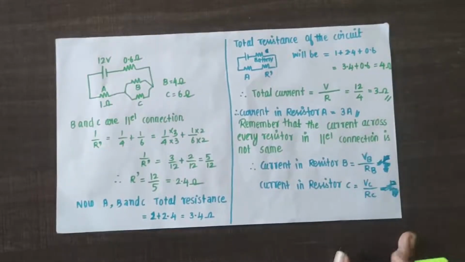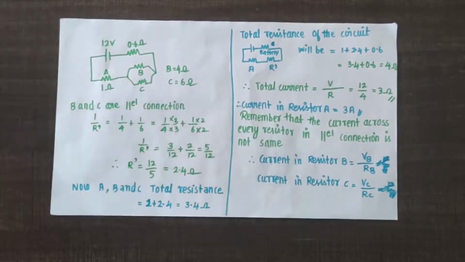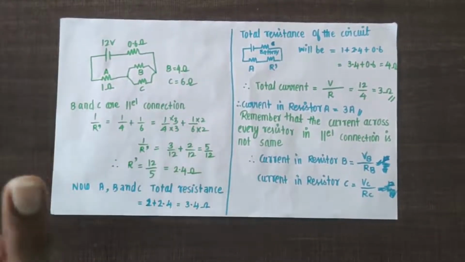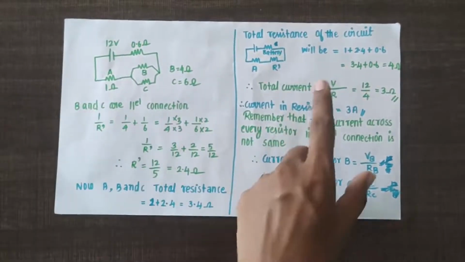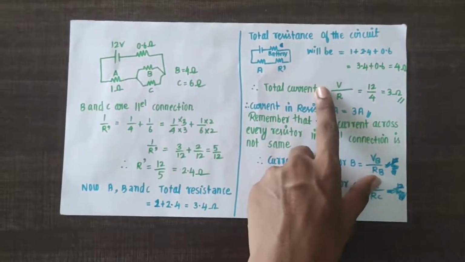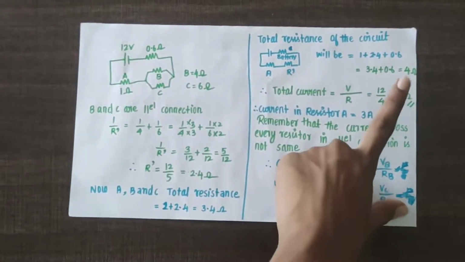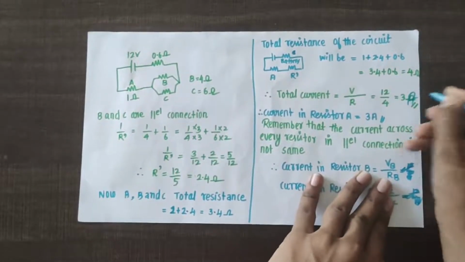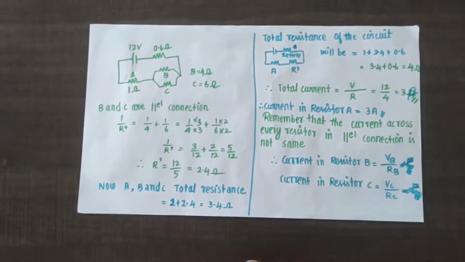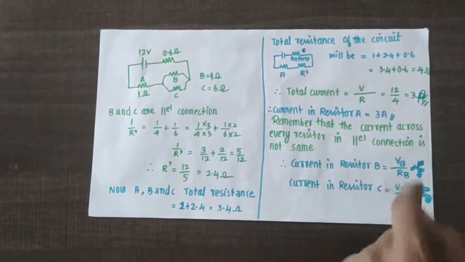Clear? After that, look at the total current. How do you find the total current? You know the total voltage and the total resistance, so you can easily find it using Ohm's law. V is equal to I into R, so I is equal to V by R. The total voltage is 12 volt, given in the question itself, divided by the total resistance we found now, 4 ohm. That is 3 ampere. Here I wrote ohm, change it, that is ampere. 12 by 4 is 3. That is very important.